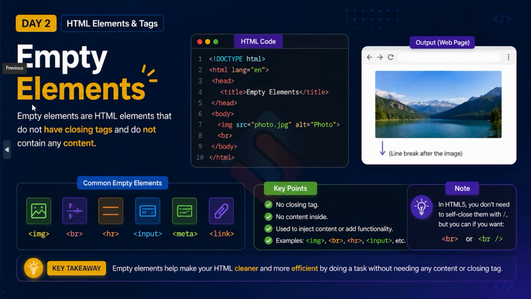Next, let's learn about empty elements. Some HTML elements do not contain any content and do not require a closing tag. These are called empty elements. Common examples include the img tag, br tag, hr tag, and input tag. For example, the br tag creates a line break while the img tag displays an image. Since these elements perform a specific task by themselves, they do not need opening and closing tag pairs.